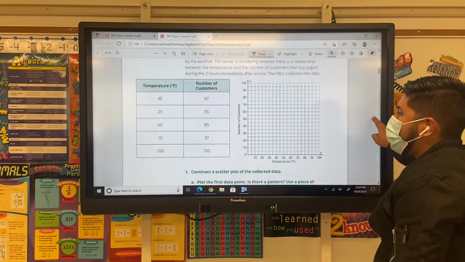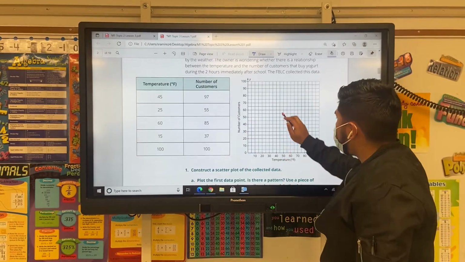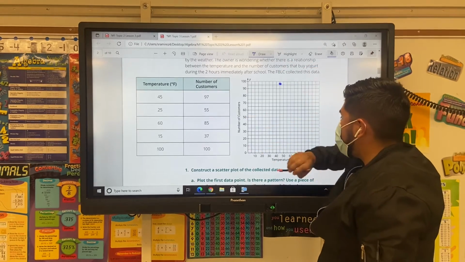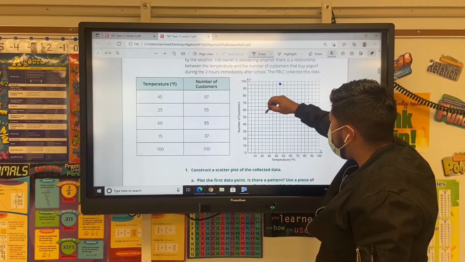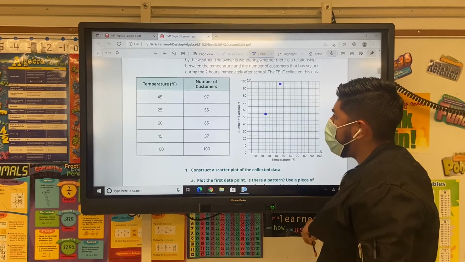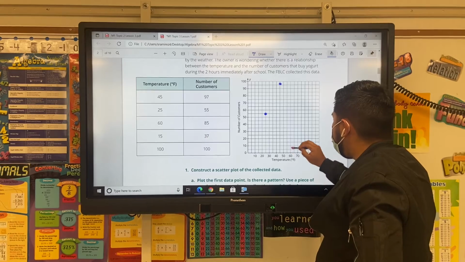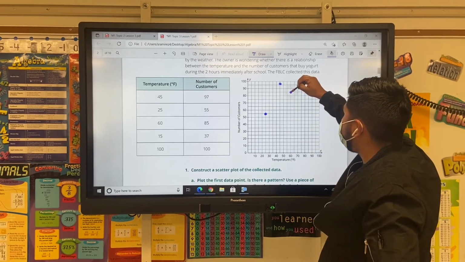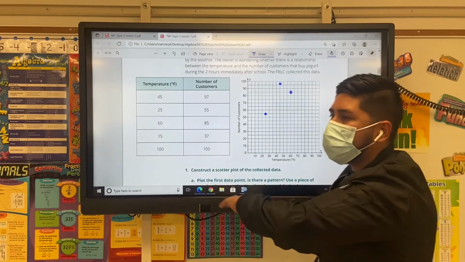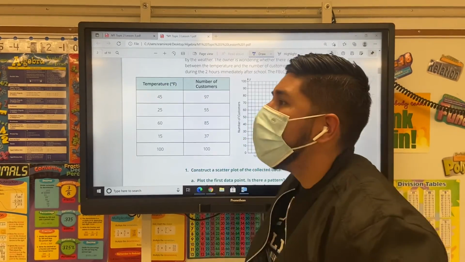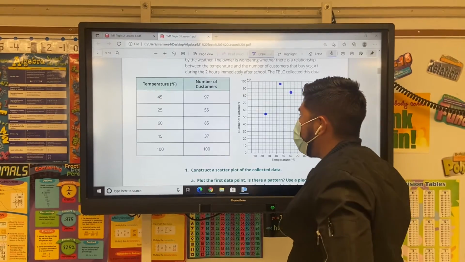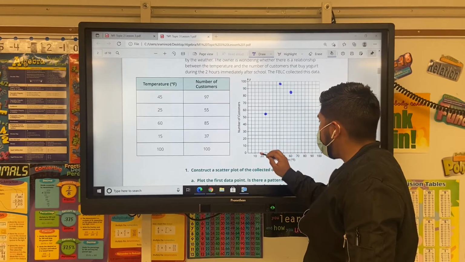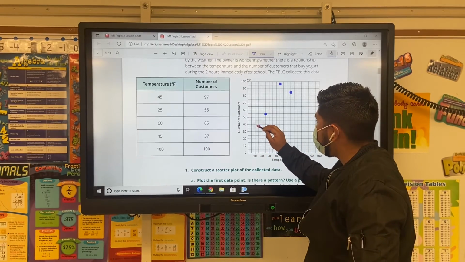Plot all those points on the graph: 45, 97, somewhere up here. 25, 55, 25, 55, somewhere right there. 60, 85, somewhere right here. Again, you have these notes on Schoology. You can definitely copy. If you're just watching, that's okay with me, but you have your own paper too. 60, 85, I did that. 15, 37, approximation, somewhere right here.